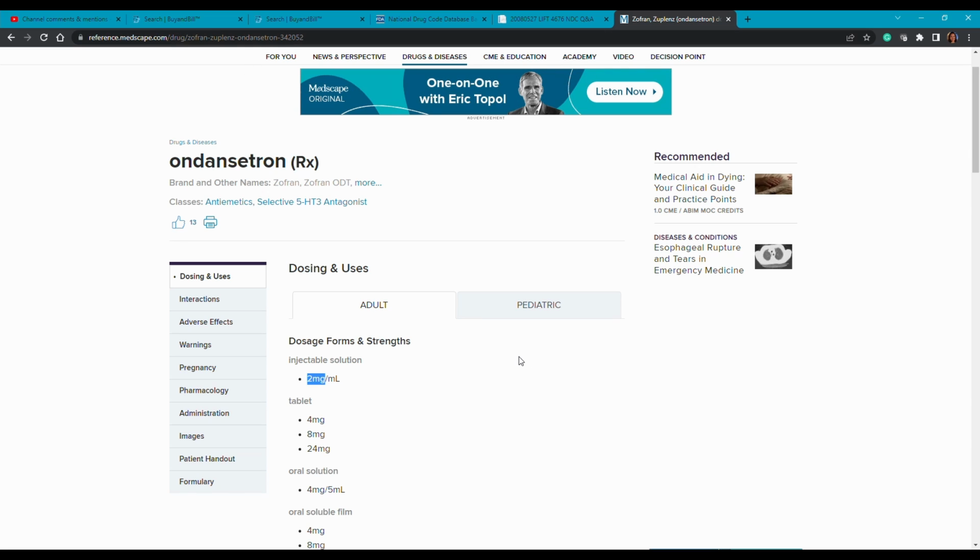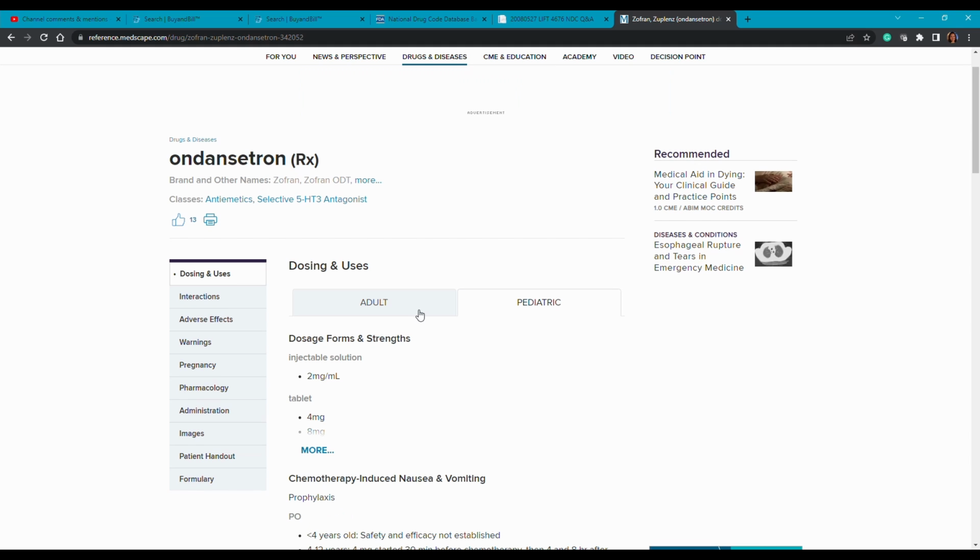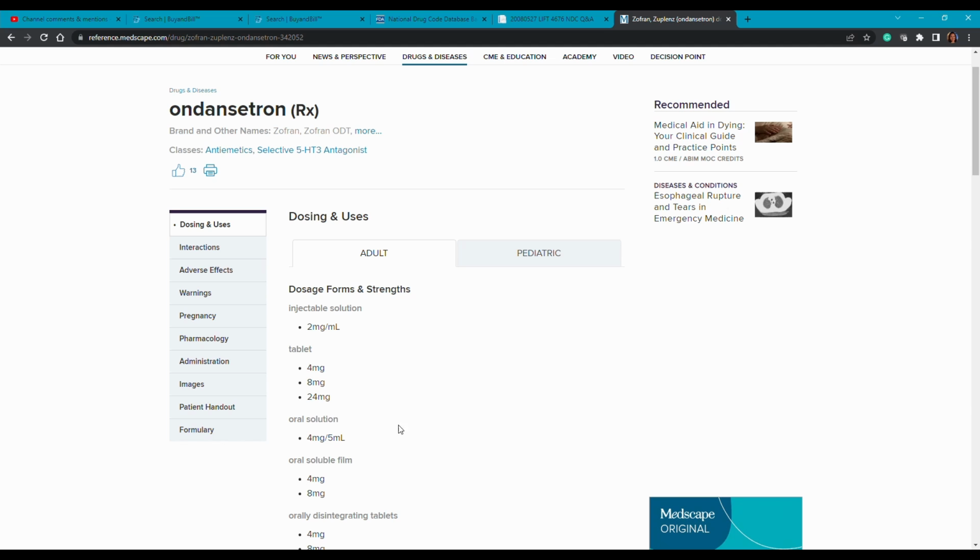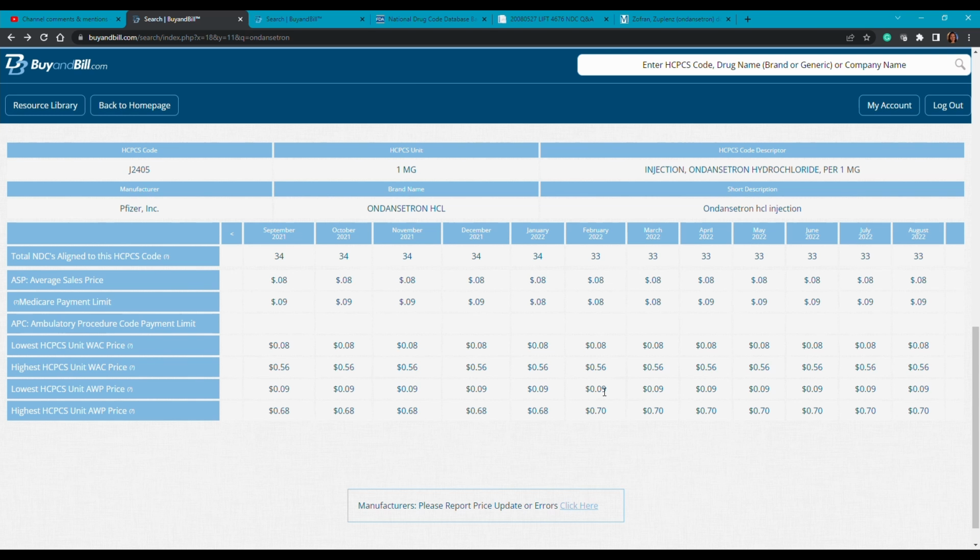And once you do it repeatedly, you would definitely know what you're doing. But you'll definitely want to make sure that your calculations are correct. So if I'm going to give 4 milligrams and it comes in 2 milligrams per milliliter, then I know they're going to have to get double this, so that means it's going to be 2 milliliters. And then you bill per unit.